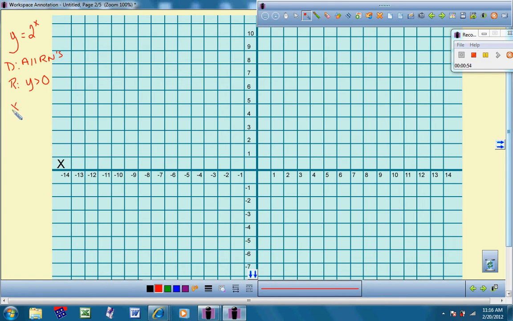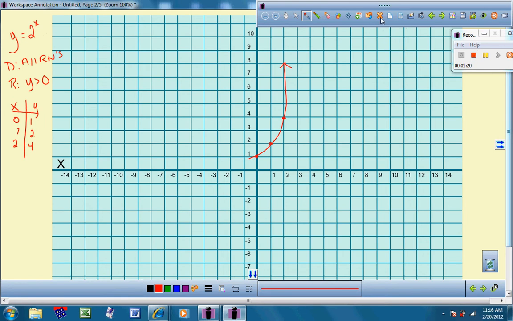Alright, so what we're going to do is make an xy table. Choose values that are easy to plot, so I know when I have 0, 2 to the 0 power is 1, 2 to the first is 2, and 2 squared would be 4. Alright, so 2 or 3 points should suffice. Go ahead and plot (0, 1), (1, 2), and (2, 4). Draw your curve in the upward direction. Okay, so you'll have one very similar to that. If you look at the function again, we have no h, no k, so no vertical or horizontal shift.